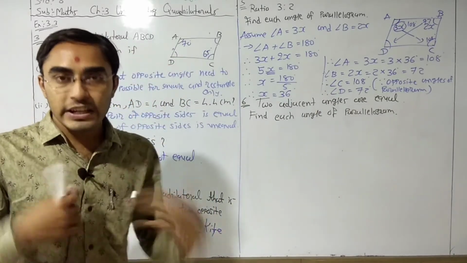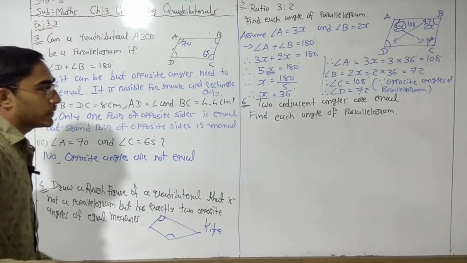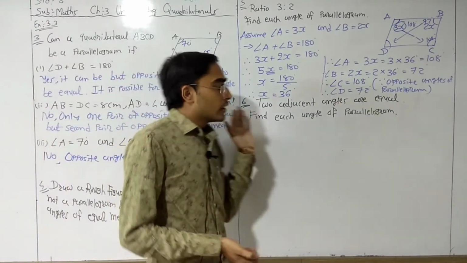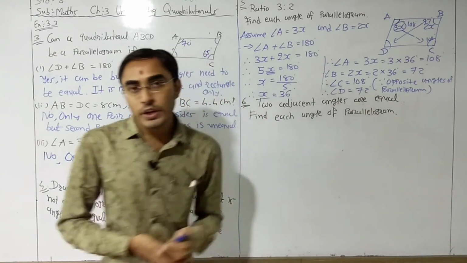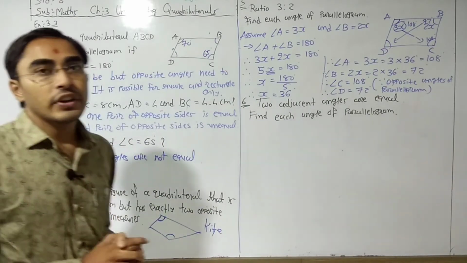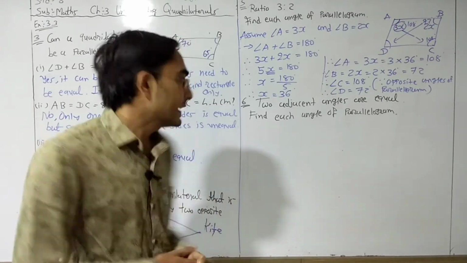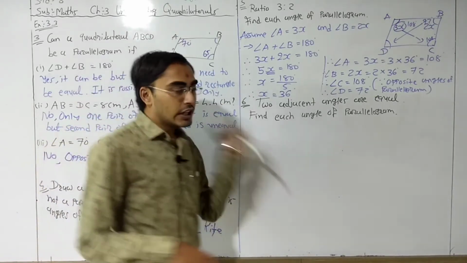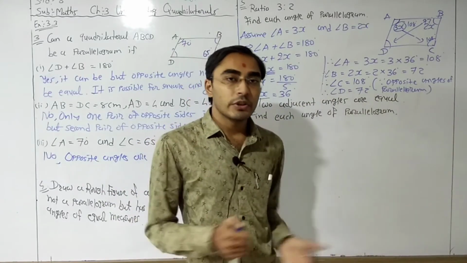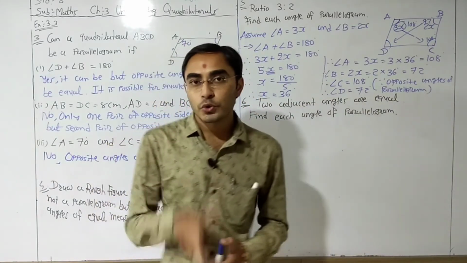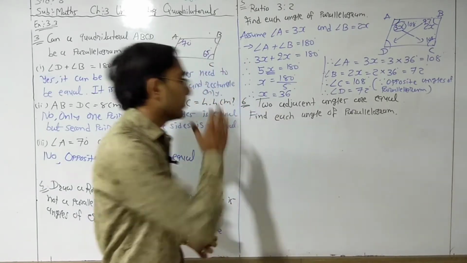Then next, question number 6. First of all, read this question. Here, two adjacent angles are equal. Okay, in a parallelogram, two adjacent angles have equal measurement, right? We need to find each angle of the parallelogram. Okay, in this question, what is given to you? Two adjacent angles are equal. We need to find all the angles of a parallelogram.